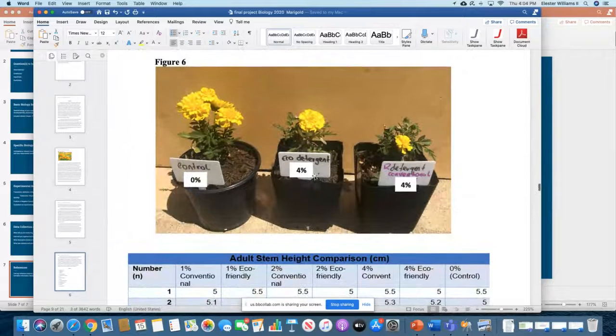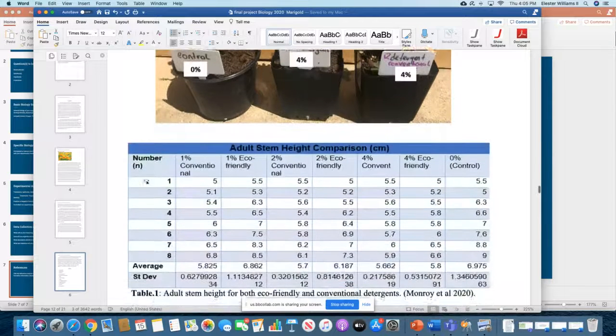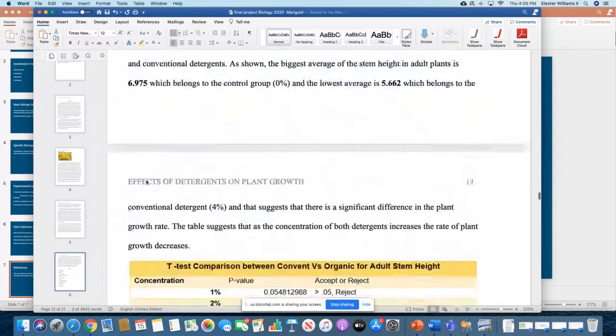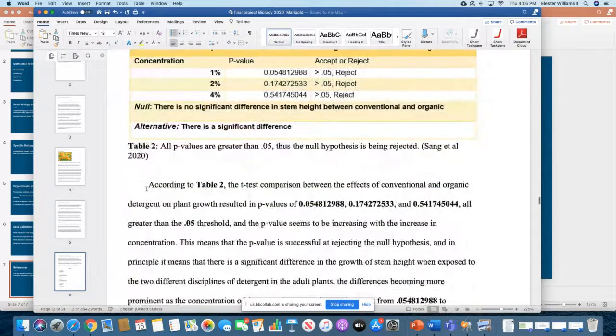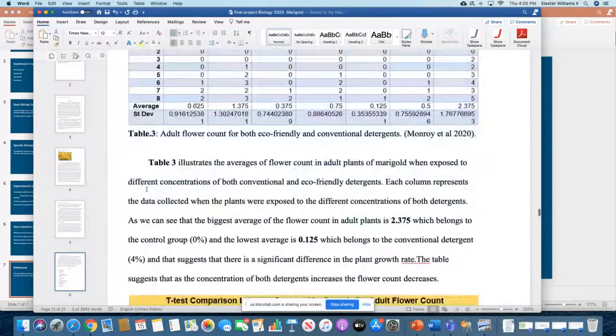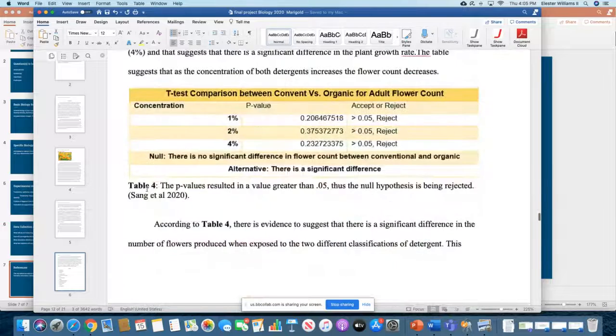And then you look at the end result. The control, which was just water, had the best plants. The eco-friendly detergent had a medium, wasn't as healthy as the control, but it was more healthy than the conventional detergent. And so that's something they talked about. They have data to back it up. So overall, this was a pretty solid experiment. They present their data in a really good way.